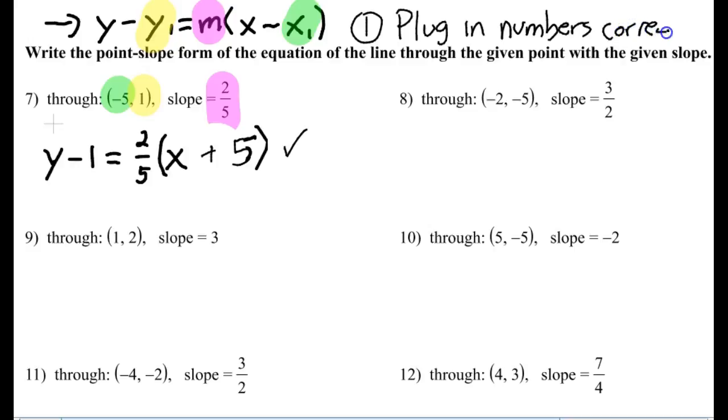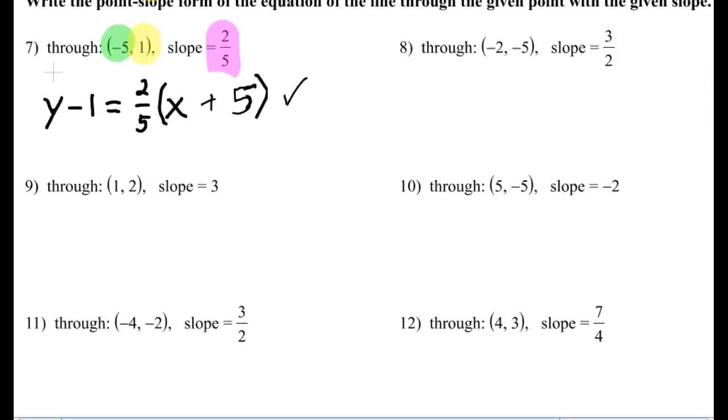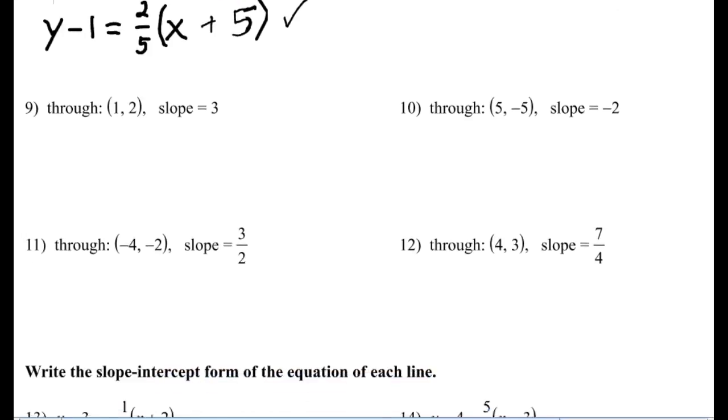Now, trivial as this might seem, there's actually a lot of mistakes that could be made here. You can mess up on the double negative. You can accidentally switch x and y. Because x is first here, you might accidentally put x first here instead of y. That kind of thing. So just be careful. Don't assume it's too easy to get wrong.